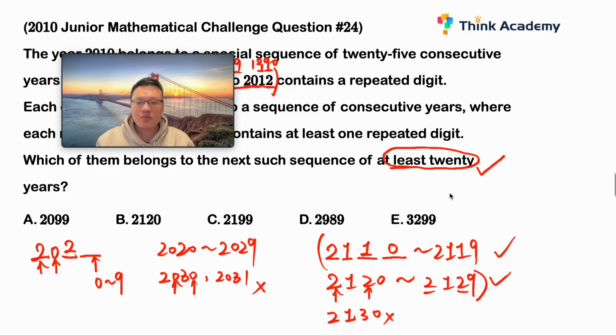And then let's see which answer is correct. Which years include from 2110 to 2129? You will see that is B. So we choose 2120. That will be the correct answer to the question.